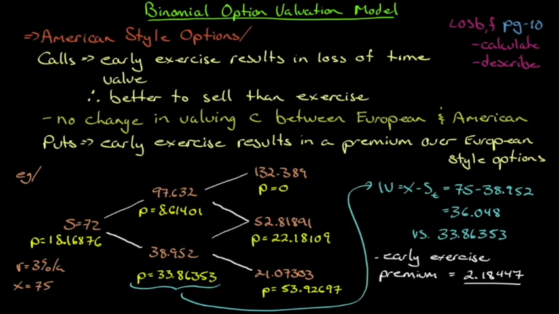All right, up to now, those were European calls and European puts, or European options that we looked at. Final day expiration only. Let's move on to American style options, which is anytime exercise. And let's deal with calls first. Calls, we'll see, are just a minor thing here. Early exercise results in a loss of time value.